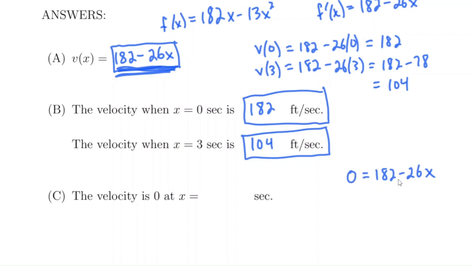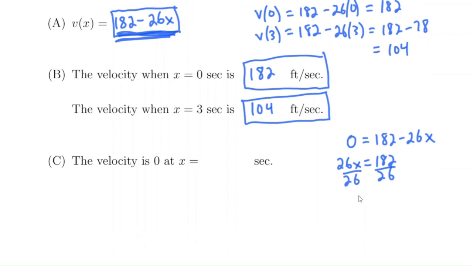So we want the velocity, which is this, to equal 0. So what we can do is add 26x to both sides. We get 26x equals 182. Then divide both sides by 26. And when you work this out, I believe that's 7. Is that right? 140 plus 4. Yeah, I believe that's 7. Turns out it's exactly a nice number. Now, what would that be? Would that be 7 feet per second? No, that's just 7 seconds. At time x equals 7 seconds, the velocity is 0. V of x gives you this formula, so you can find the velocity at any time x.